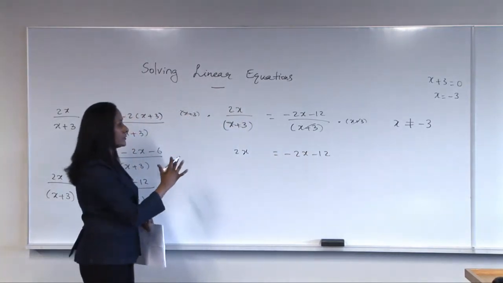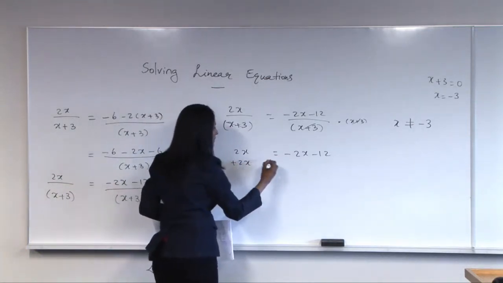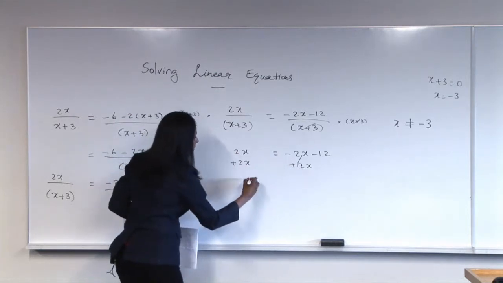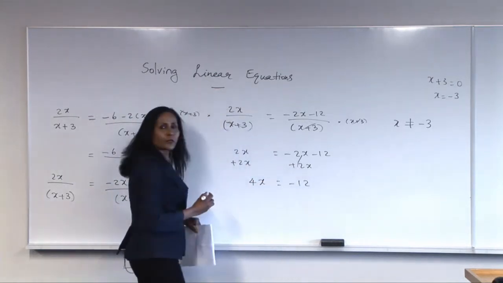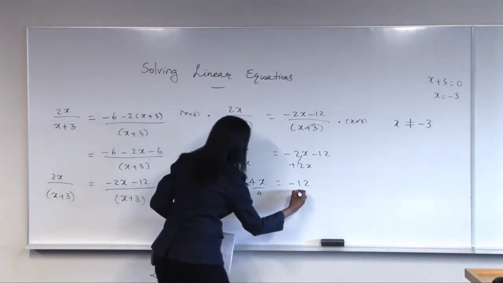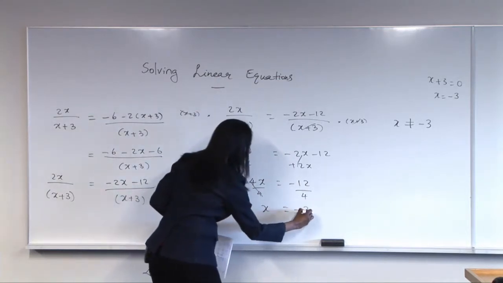Now we have to combine all of the x's together. So add 2x to both sides. Here it cancels out. So here we have 2x plus 2x is 4x. 4x is equal to negative 12. We are solving for x. Divide both sides by 4. X is equal to negative 3.